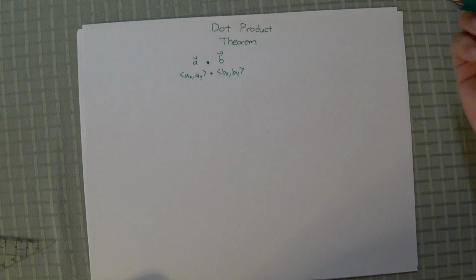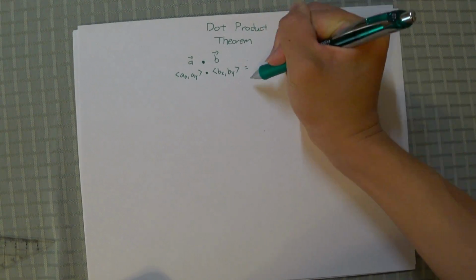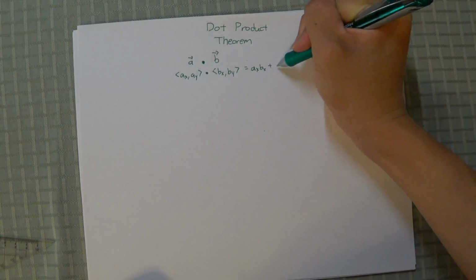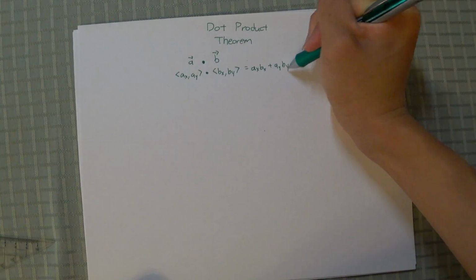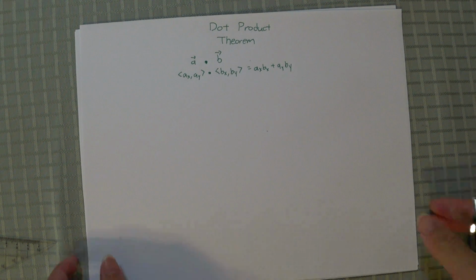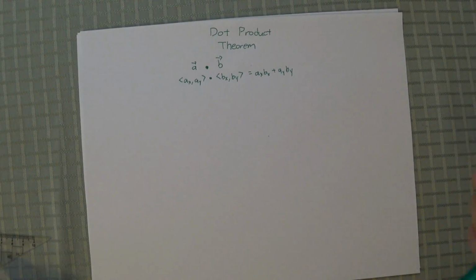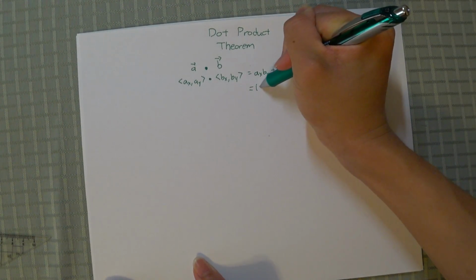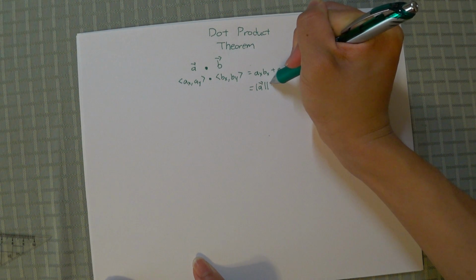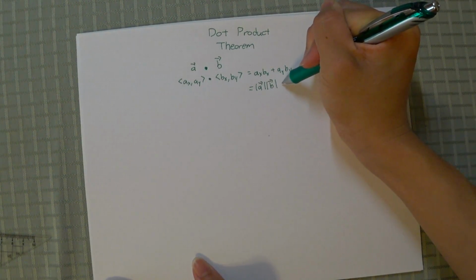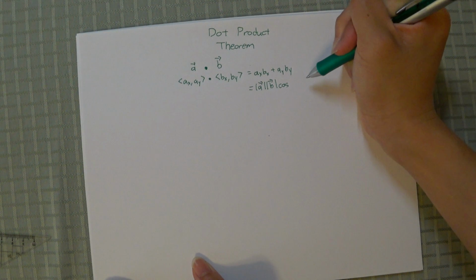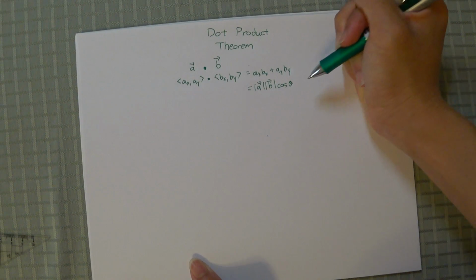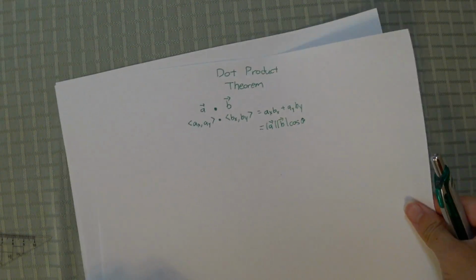So what does this equal? Well, the dot product is defined as AX times BX plus AY times BY. So that's what a dot product is. And the dot product theorem just simply states that this also equals the magnitude of vector A times the magnitude of vector B times the cosine of the angle between them. Let's call that theta. So that is the dot product theorem.